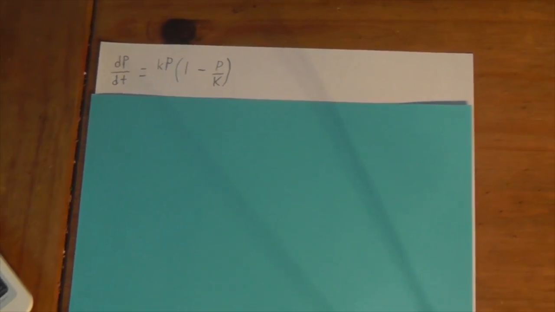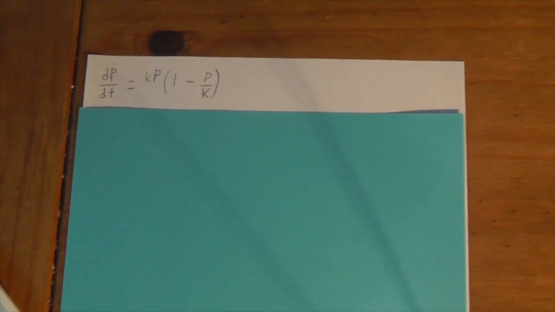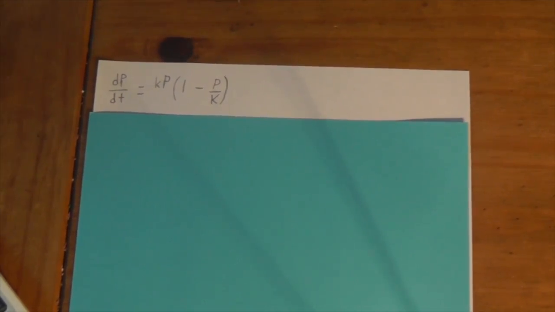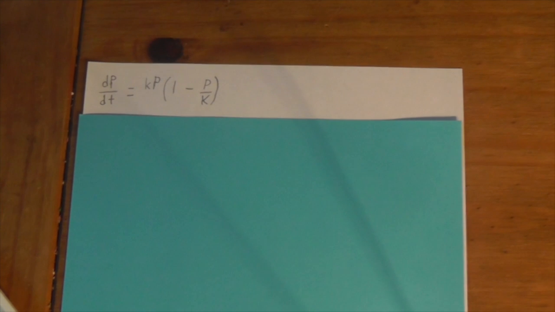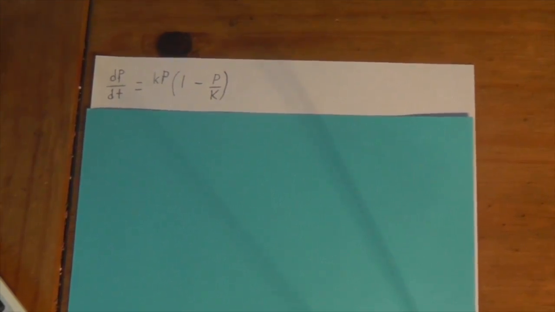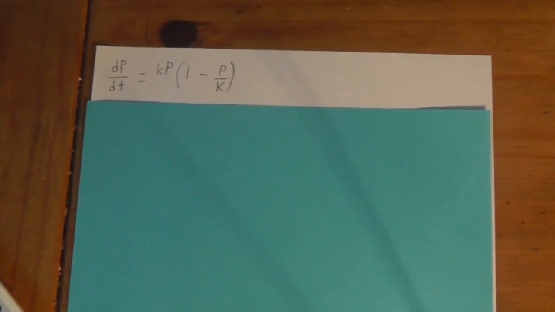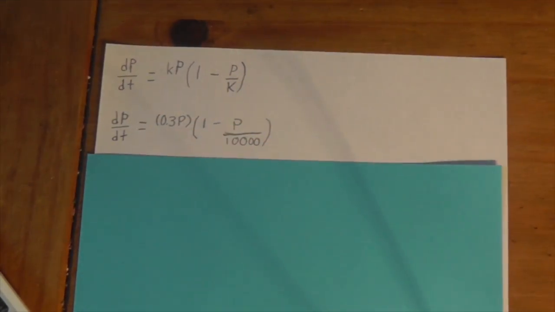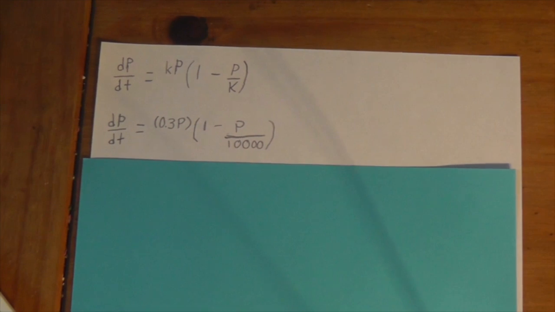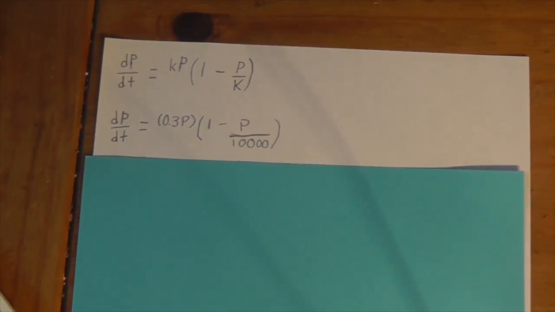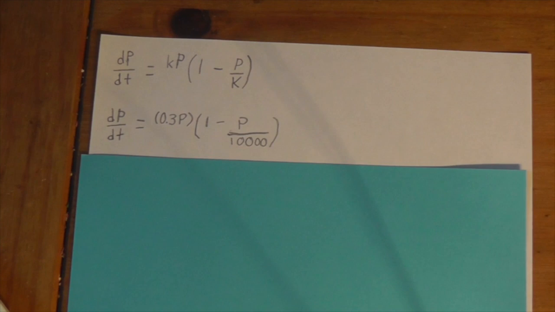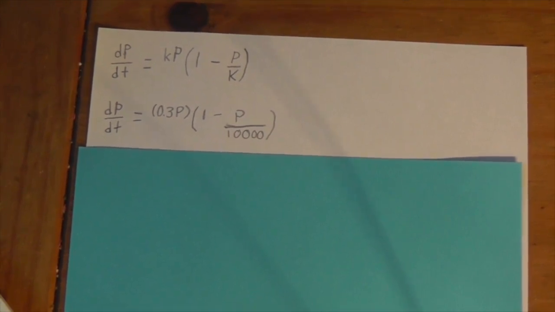A common mistake that students make is that they confuse big K with little k, which are two completely different variables. We can solve part A in this problem by substituting variables in the equation, since they are given to us. Our differential equation is written as dP over dt equals 0.3P times 1 minus P over 10,000.